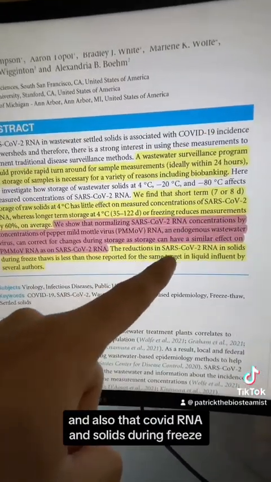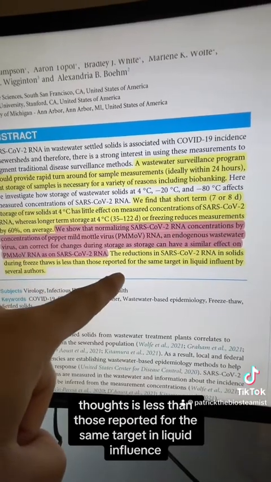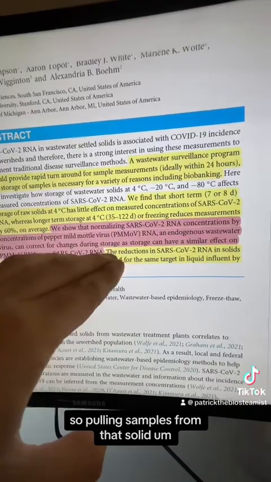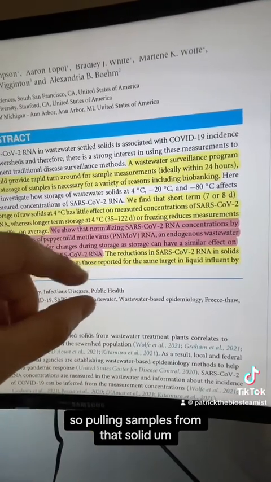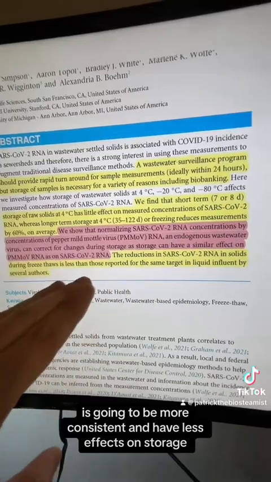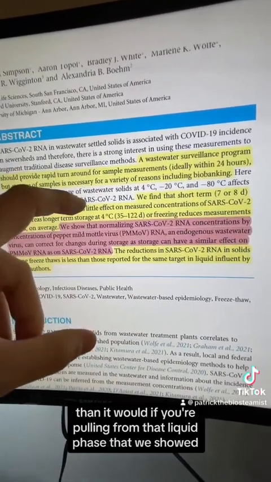And also that COVID RNA in solids during freeze thaws is less affected than those reported for the same target in liquid influent by several authors. So pulling samples from that solid sedimentation at the bottom of the tank is going to be more consistent and have less effects on storage than it would if you're pulling from that liquid phase that we showed.